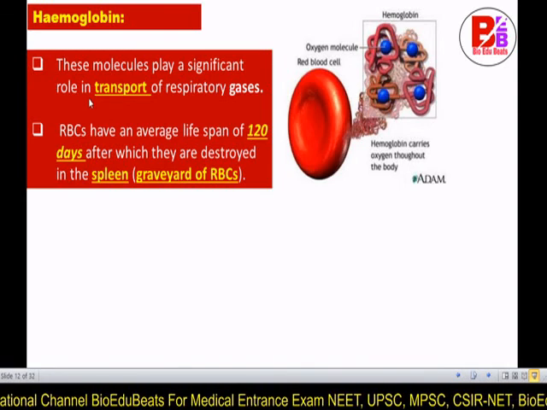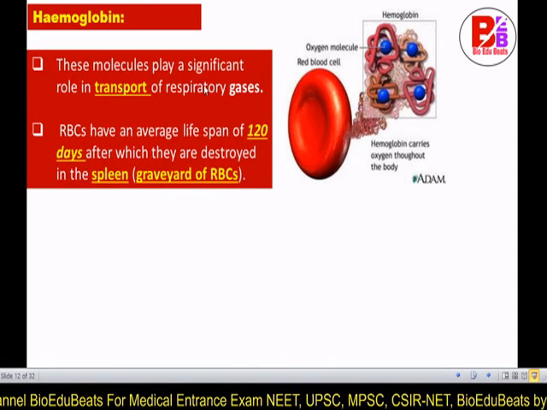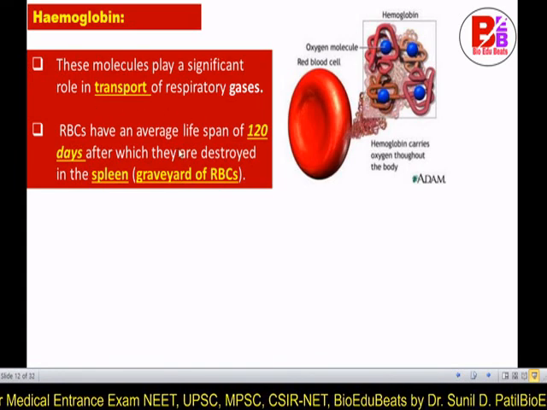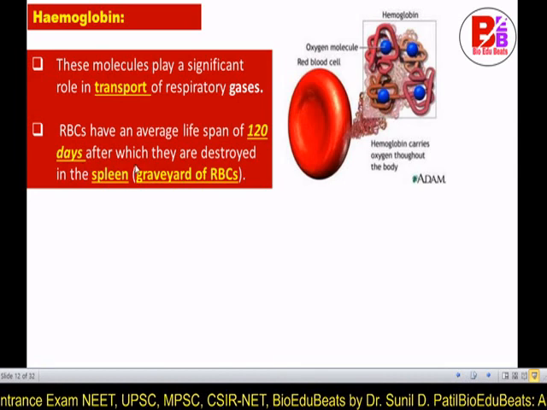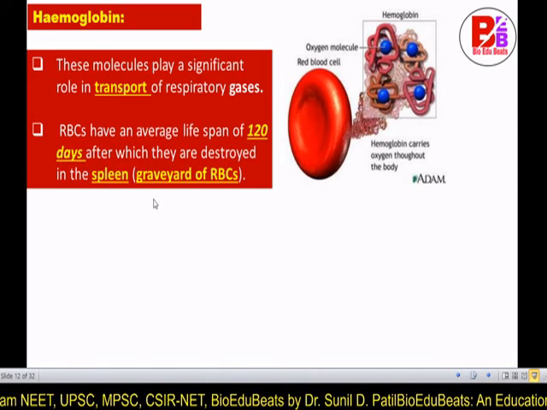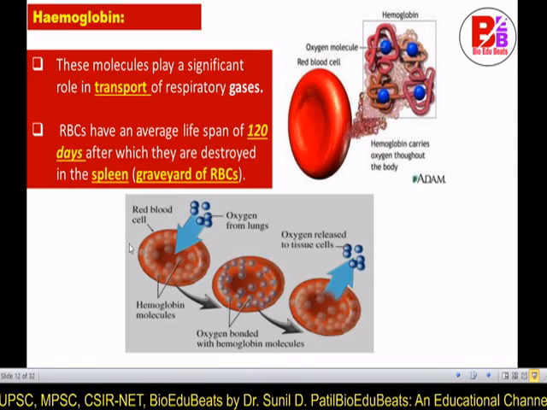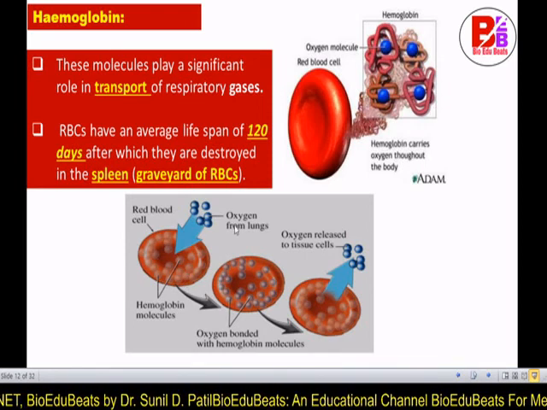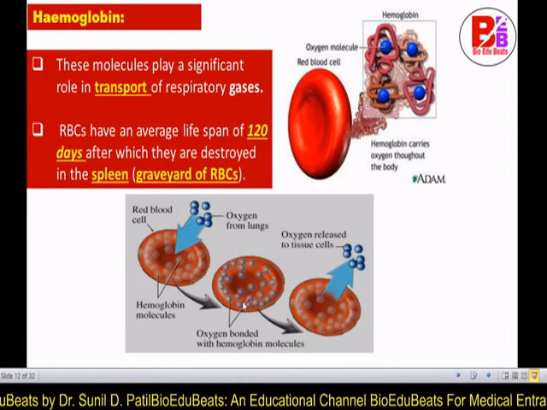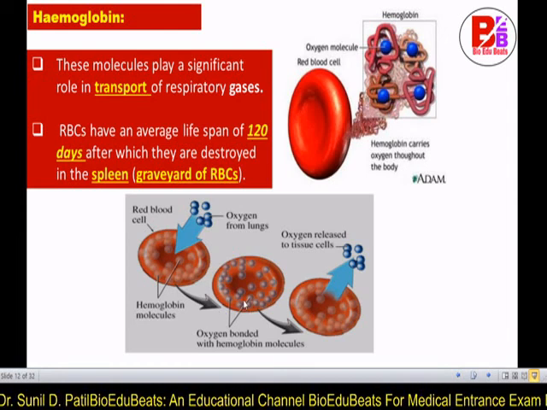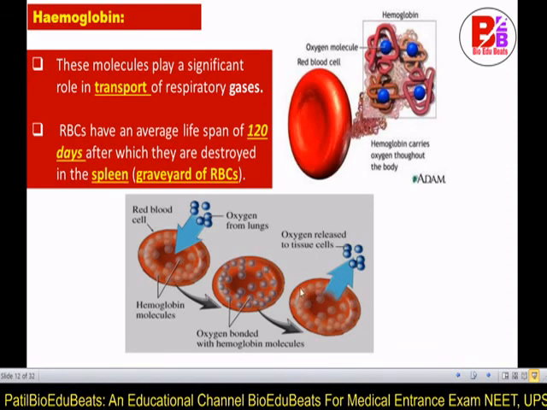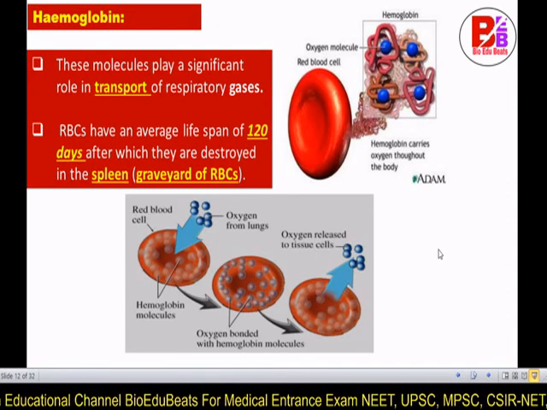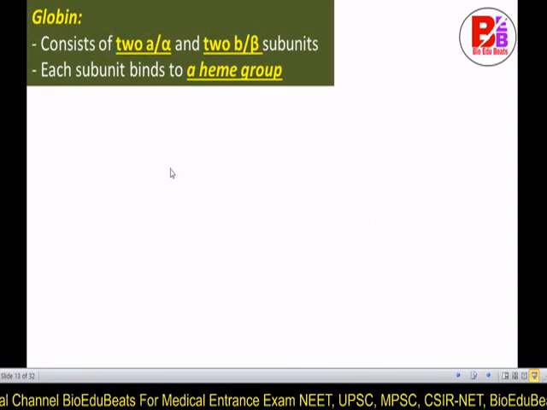Hemoglobin molecule plays a significant role in the transport of respiratory gases. RBCs have an average lifespan of 120 days, after which they are destroyed in the spleen, the graveyard of the RBCs. In the lungs, the hemoglobin in the red blood cell combines with oxygen. It is bound to the hemoglobin and carried to the tissues. Each hemoglobin binds with 4 molecules of oxygen. Each hemoglobin consists of 4 subunits.